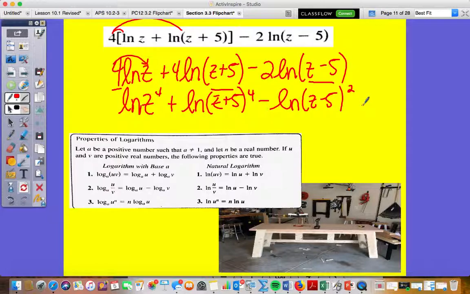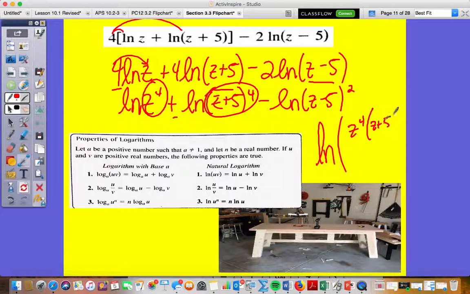Are we struggling on this one? So we have this right here, right? And z plus 5 to the 4th. Because of the addition symbol, we can multiply. Good. So we would literally have ln of z to the 4th times z plus 5 to the 4th.